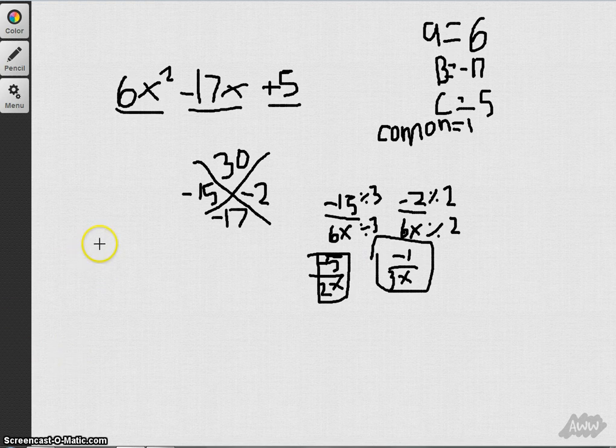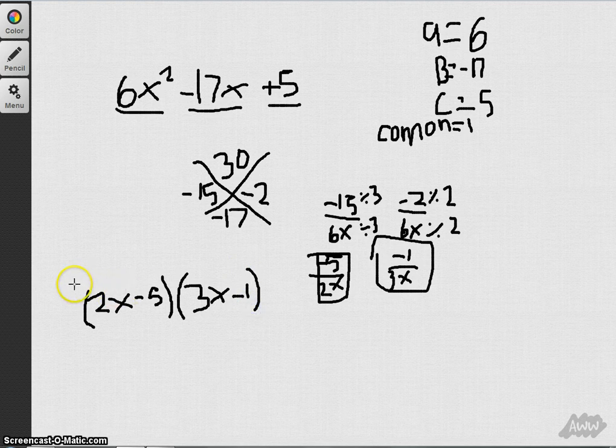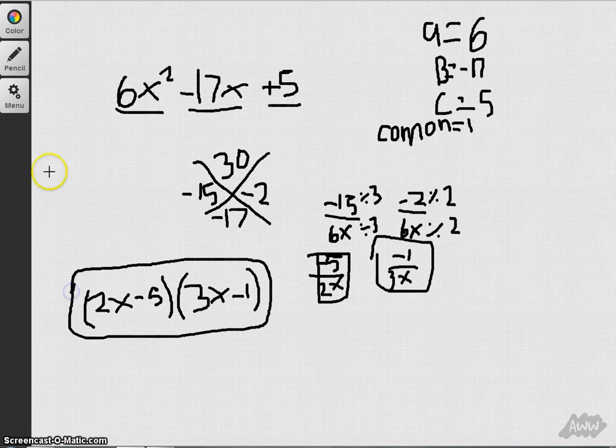Now you have to write it in factor form. So then all you have to do is 2x minus 5 in parentheses, which is this problem. Now for the second parentheses, you have to write this in. You have to do the same thing. You just put 3x minus 1. And so this is the answer.